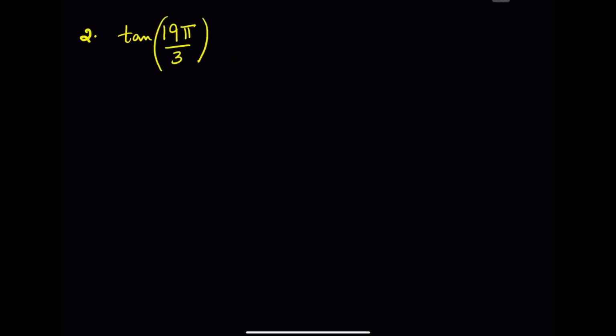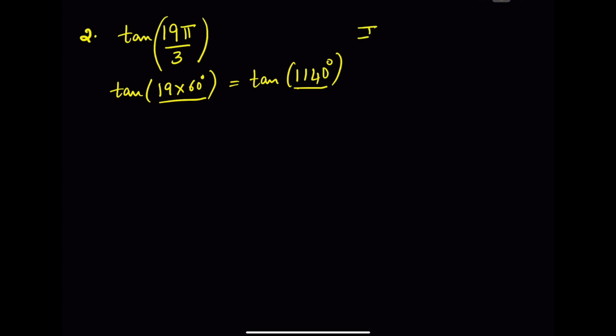Now let's try to find the value of tan of 19 pi by 3. So 19 pi by 3 is 19 times 60 degrees, which would be tan of 1140 degrees. So please do the math, you will have 1140 degrees. Now, one complete circle is 360 degrees, 2 times is 720 degrees, and 3 times is 1080 degrees.